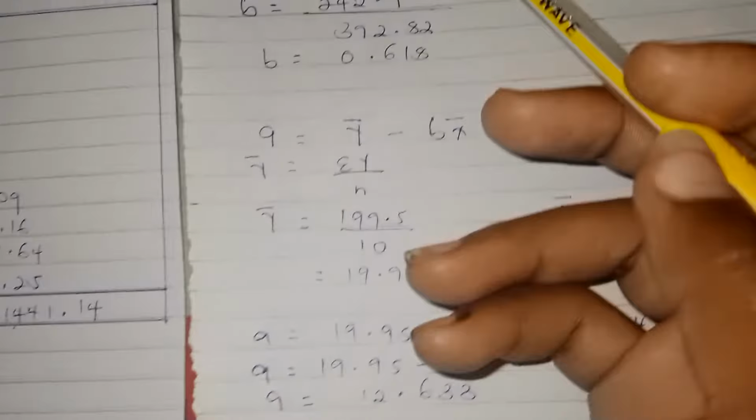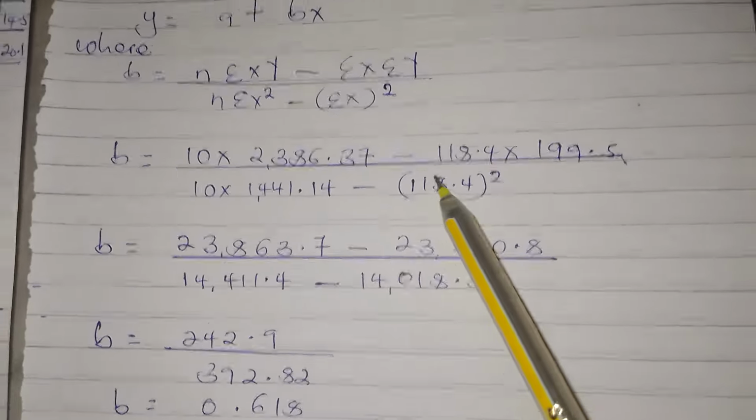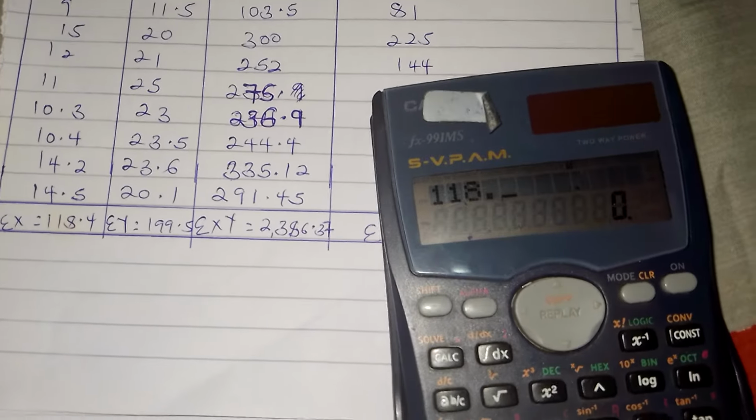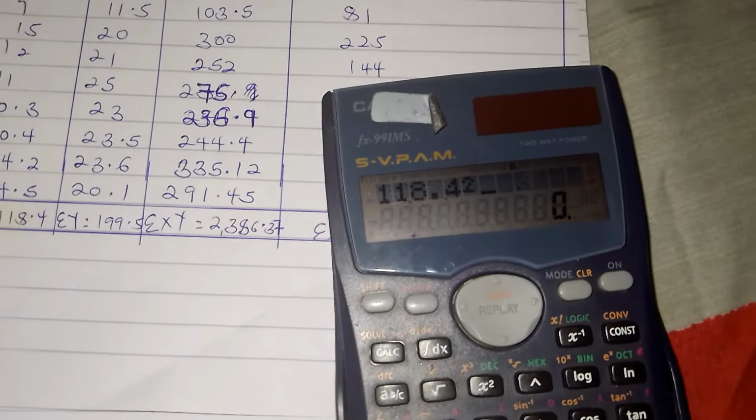Then out of n here, n was 10, then times summation x squared. X squared is here, so it's what we put here. Then minus summation x into bracket squared. So here we get the total, this summation x. Summation x is 118.4 squared. You square it, and that is what we get.